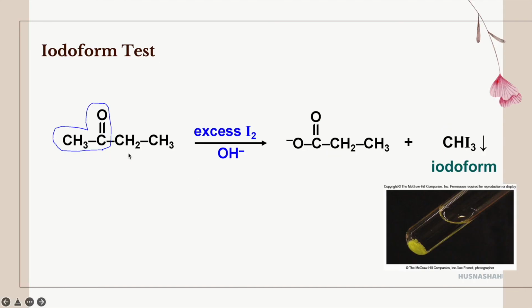So in this iodoform test, here is the methyl carbonyl. It has a methyl carbonyl, so it will give a positive result for the iodoform test. This is the yellow precipitate. This is an example of yellow precipitate.